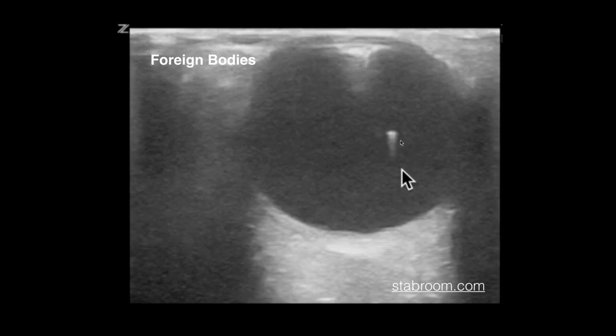Glass you should be able to see, but it might be a little bit more difficult. Your probe probably has to strike it fairly perpendicular to get a good reflection. But organic material such as wood might be a little bit more difficult to see. If there's a high suspicion for something such as a foreign body and your ultrasound's not picking it up, you may need to go to something like a CT or an MRI or an ophthalmology consultation.